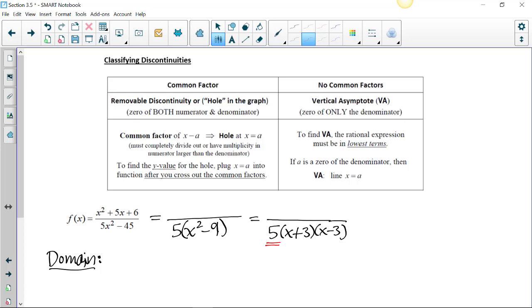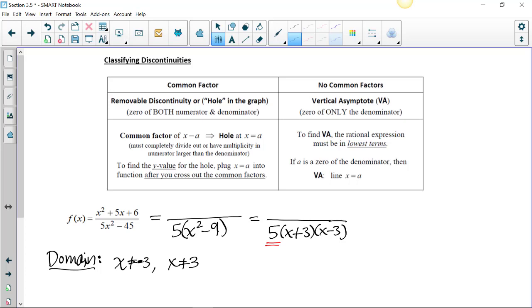So it's only variable factors we're looking at. Okay, so we can say then that x cannot be negative 3, and x cannot be 3. So my domain would be all real numbers except for negative 3 and 3, and you could write that in interval notation. But it's discontinuous at negative 3 and 3.